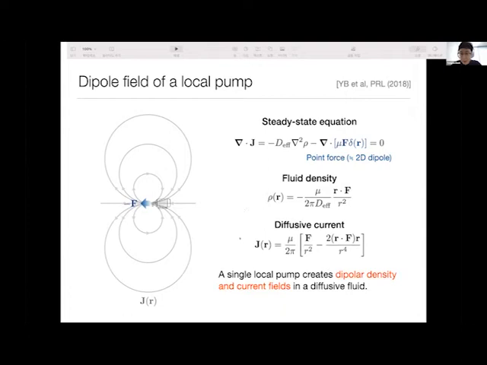And then, given the fluid density, you can also derive the current field because the current is really just the gradient of density here. So what happens is that a single local pump creates dipolar density and current fields in a diffusive passive fluid. But of course, the same conclusions will also be valid even if you think of everything in terms of this asymmetric object and the active particles. This analogy can be made because in the very far field, this fluid is diffusive, and everything looks diffusive on a large length scale, okay?